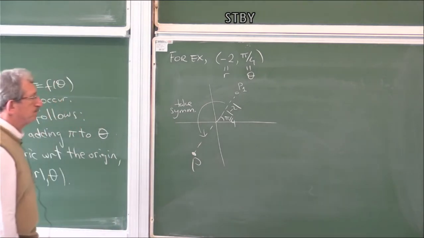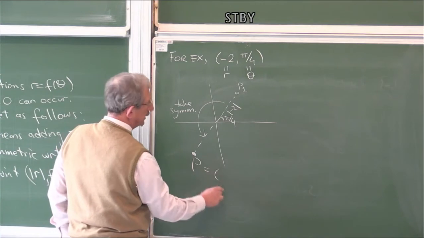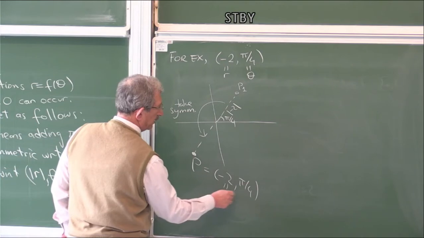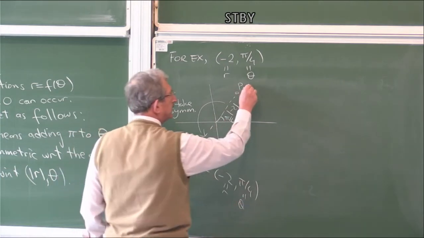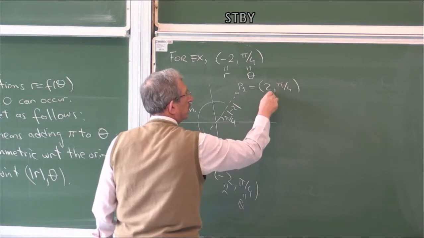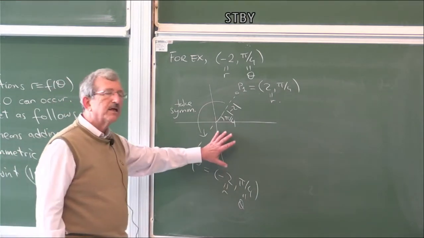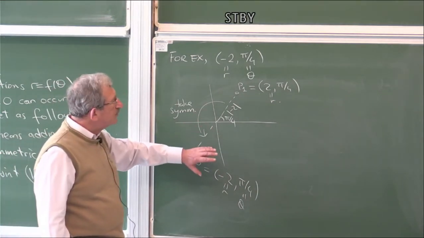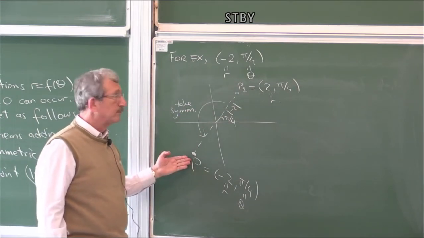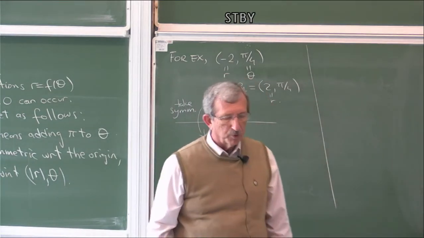So this is now P, which is minus 2 and pi over 4 with r and theta, whereas this point would be 2 and pi over 4. So whenever we have a negative r, this reflects in our sketch as taking the symmetric of the point with respect to the origin. Now, with this understanding, everything fits to be okay.